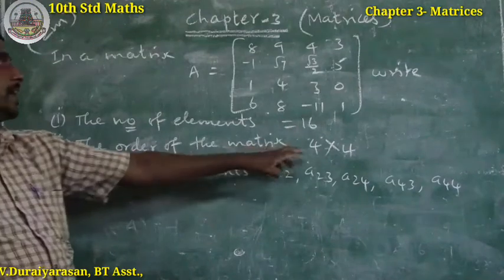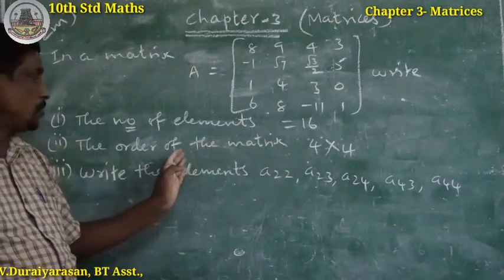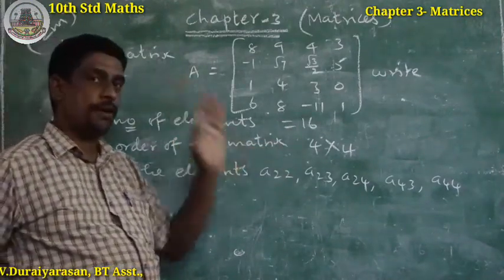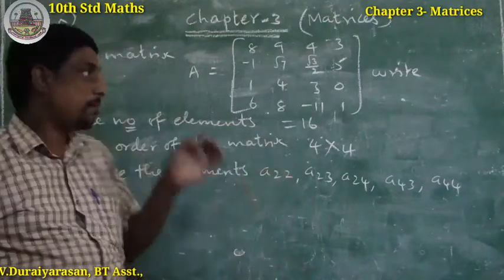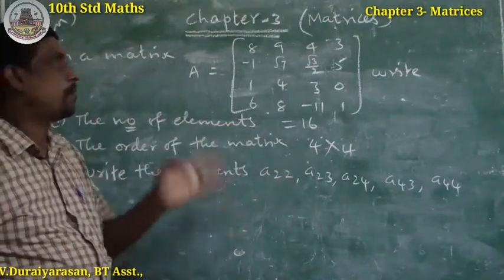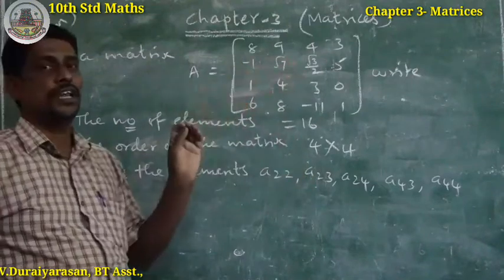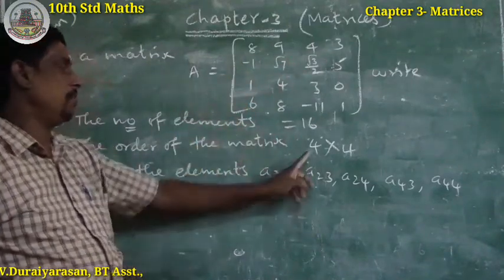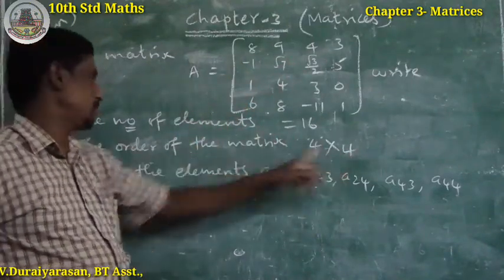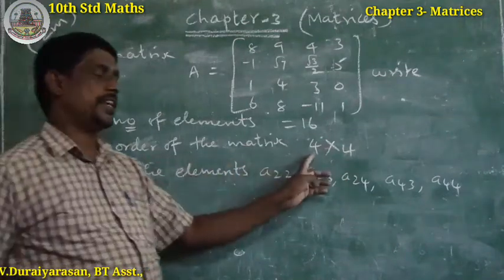The order of the matrix. How to find the order of the matrix? Number of rows into number of columns. So how many rows and how many columns? There are 4 rows and 4 columns. So the order of the given matrix is 4 by 4.